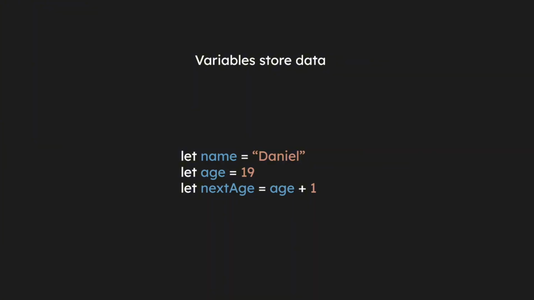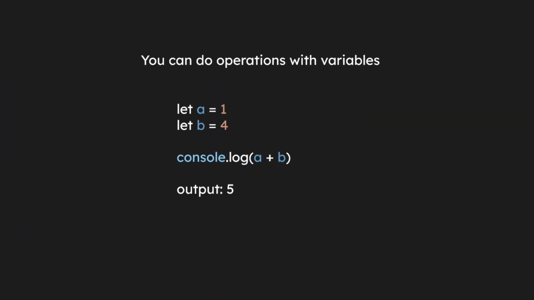And finally, we can use other variables when assigning. For example, here we use the value in the age variable to assign the next age variable. And as you expected, you can do operations and math with variables, such as adding them together or subtracting them. You can even add words together or words with other numbers.